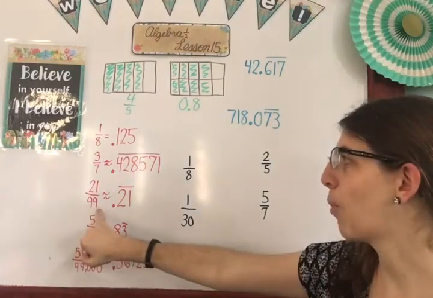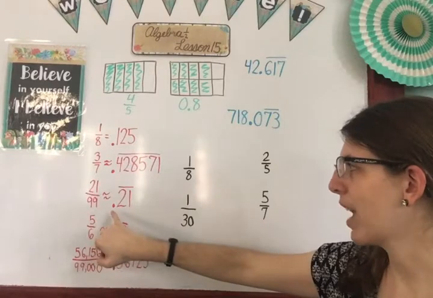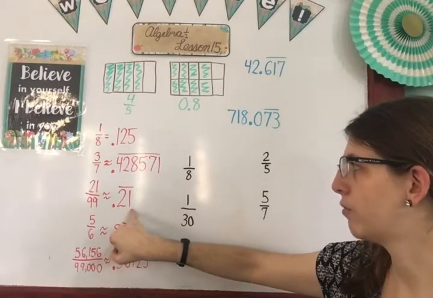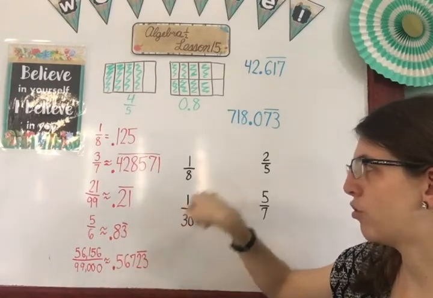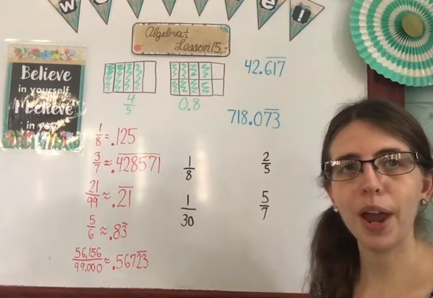Same thing here, 21 divided by 99. I would get 0.2121212121. So I just draw a line over the 2-1.